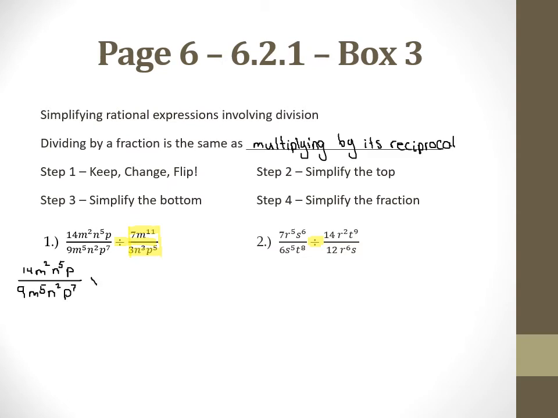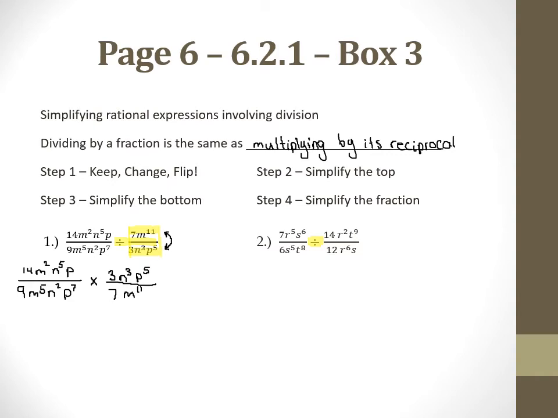And instead of dividing, we are going to multiply by the reciprocal. So we take the second fraction and turn it on its head. The 3n cubed p to the fifth comes to the top, and the 7m to the 11th goes to the bottom. So that's step one. Keep, change, flip, multiply by the reciprocal. And the reason that we do that is because it's easier to simplify multiplication than it is division.